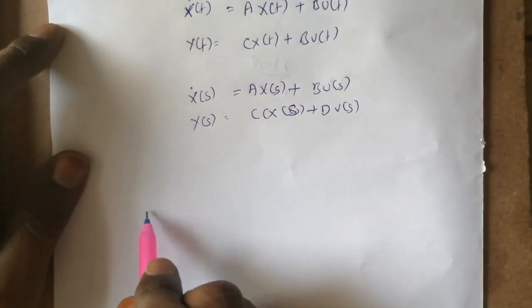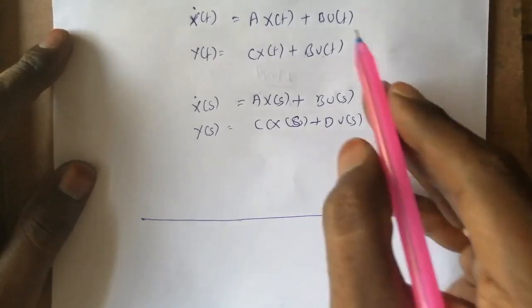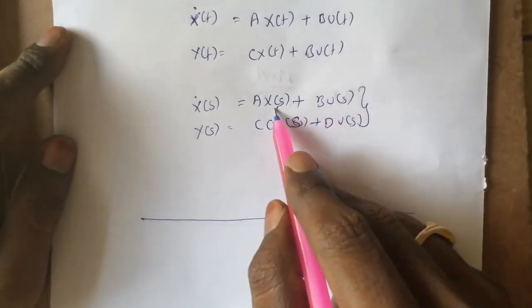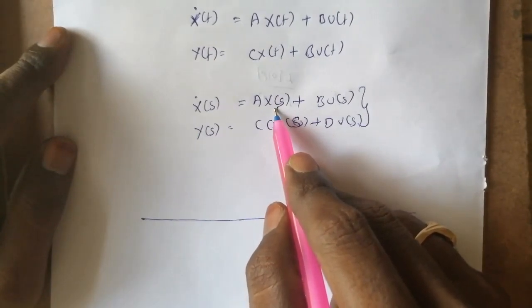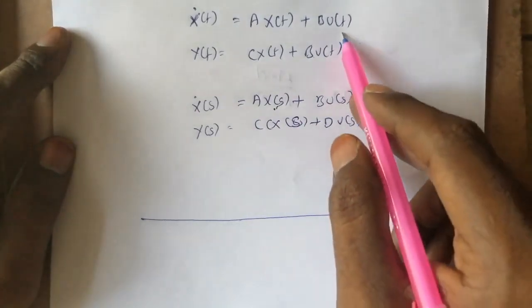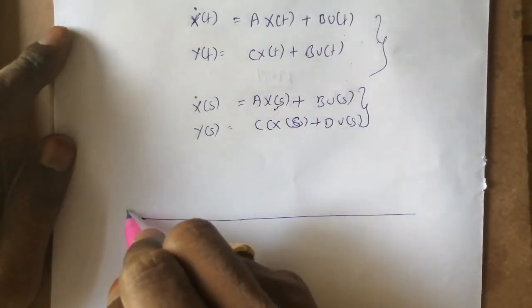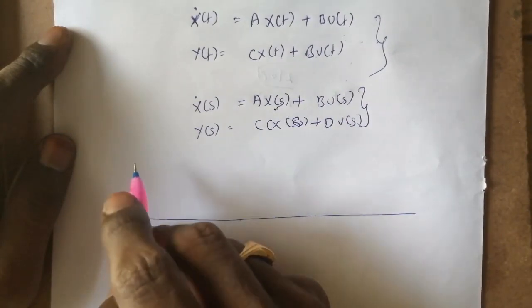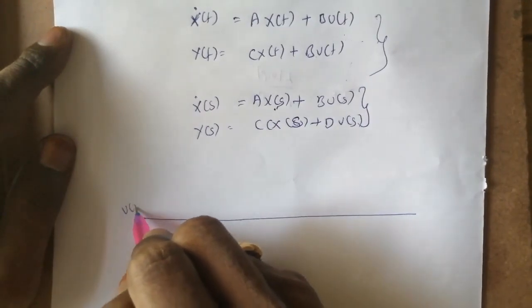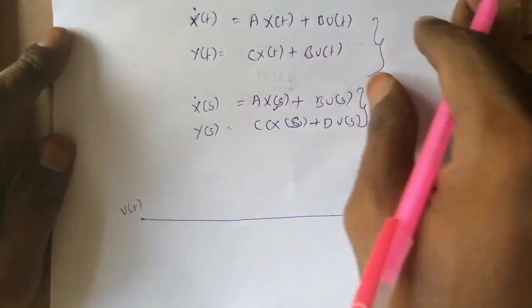First, we draw the straight line here, and we can consider these two equations. If you consider the t domain, then x(t) is the state variable, u(t) is the input variable and y(t) is the output variable. So let's consider here u(t) as input and the output is y(t). In between, what terms will be created?